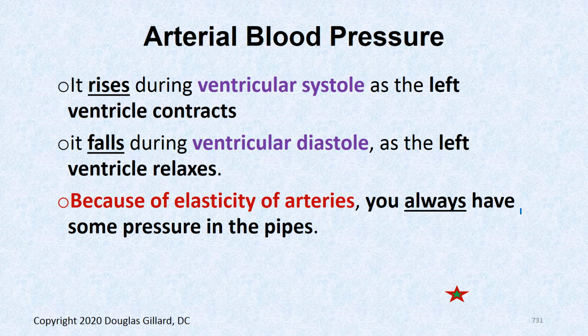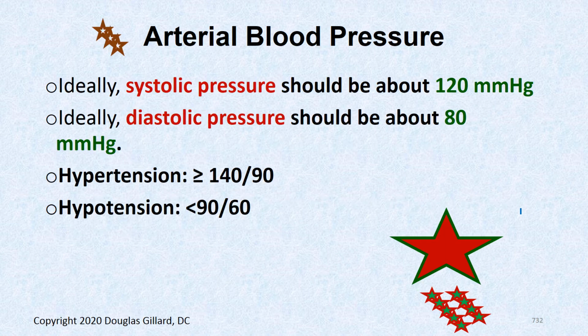Arterial blood pressure, it rises during, we know this, ventricular systole from left ventricle, mainly left ventricle contracting. It falls during ventricular diastole. We've talked numerous times about the elasticity of the big pipes and how even during diastole, blood keeps moving forward because of that elasticity of the ascending aorta and aortic arch. It also helps close the valves, right, because you get a backwash during diastole.